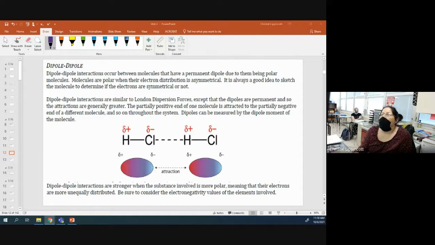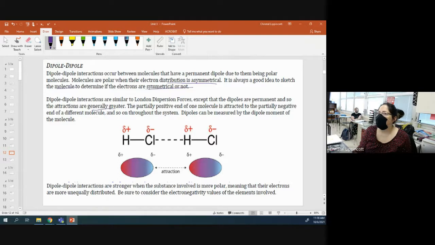All right. Dipole-dipole interactions then are between molecules that have a permanent dipole. And you should be able to identify those now that you are done with Unit 2. Molecules are polar when their electron distribution is asymmetrical. It's always a good idea to sketch the molecule to determine if it's symmetrical or not. Dipole interactions are similar to London dispersion forces, except that the dipoles are permanent, and so the attractions are generally greater.